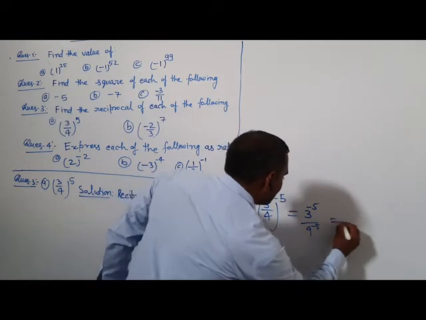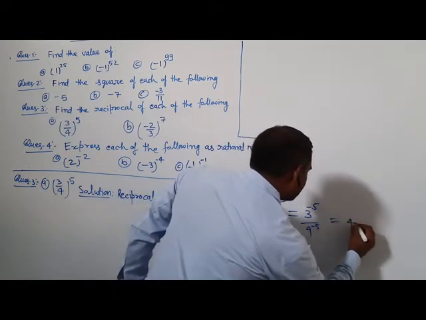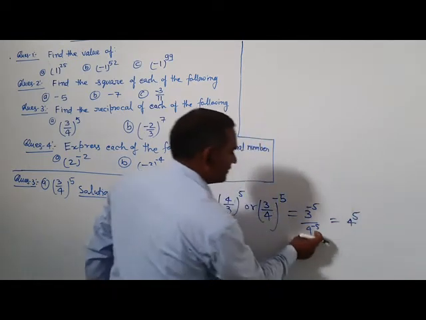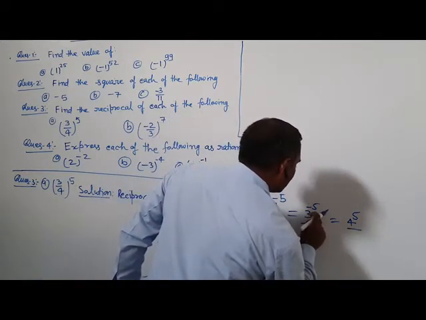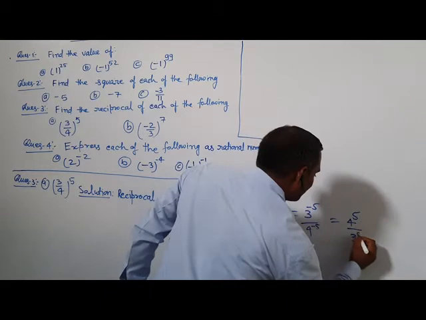Like this, 4 raised to power 5, it will convert into numerator and denominator 3 raised to power 5.